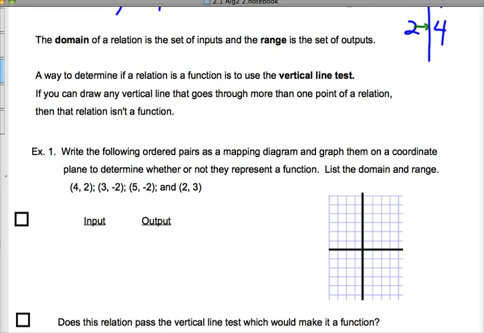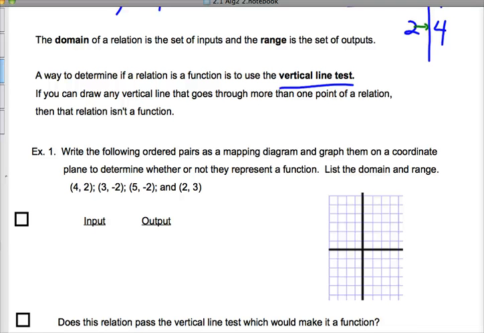So, talking domain and range. The domain is all your inputs, so domain is all your x's. Range is all your outputs, so range is all your y's. So if I ask for domain and range, it's simply list the x's for the domain, list the y's for the range. I already mentioned this, a way to determine if a relation is a function is the vertical line test. Again, you've got a graph, you draw a vertical line and it hits more than one point, not a function. So let's look at some examples.